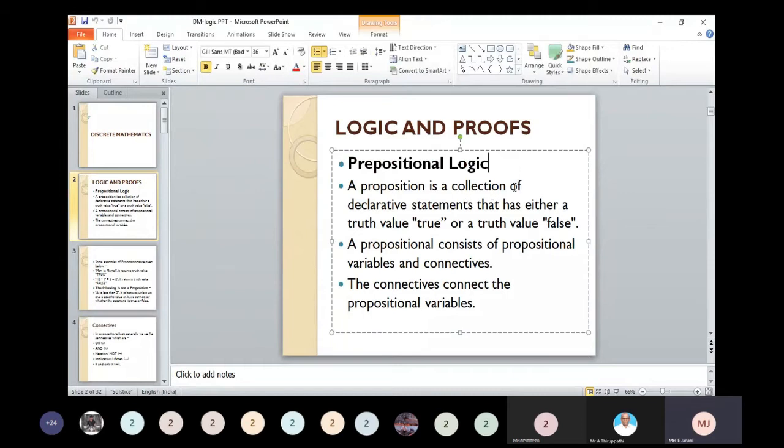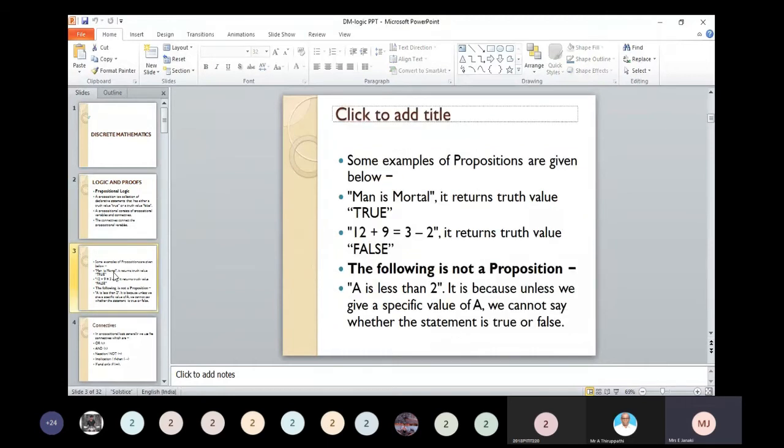A proposition is a declarative sentence that has either the truth value true or the truth value false. A proposition consists of propositional variables and connectives. The connectives connect the propositional variables. We will see some examples.